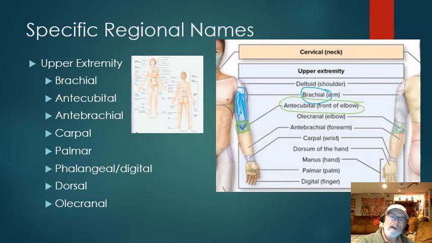Antebrachial. Antebrachial is this area out here. Ante means in front of or before. So ante, in front of the brachium. That's why they call it antebrachial. So the antebrachial region is the forearm. Okay. The carpal region is the wrist.